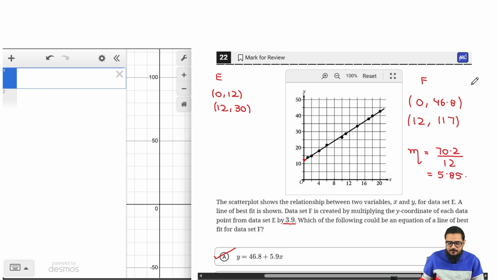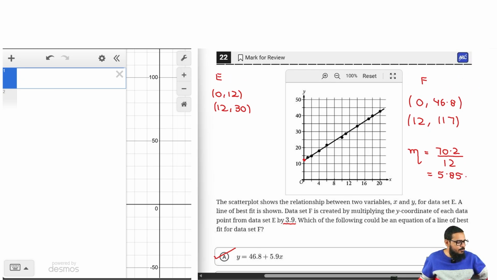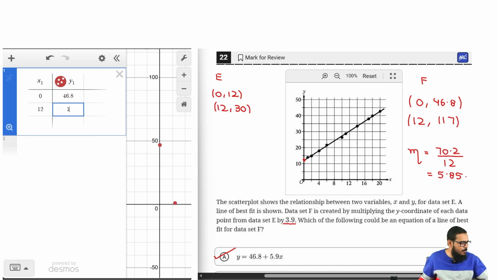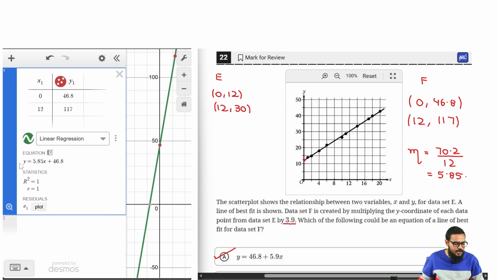But if you have reached these coordinates, you can just put them in a Desmos table, and then Desmos will automatically regress this entire linear equation for you. So 0 and then 46.8 is the next coordinate, and then we move to 12, 117, and that's my entire linear function, linear regression. y equals 5.85x plus 46.8. That's my final answer for this question, answer option A.